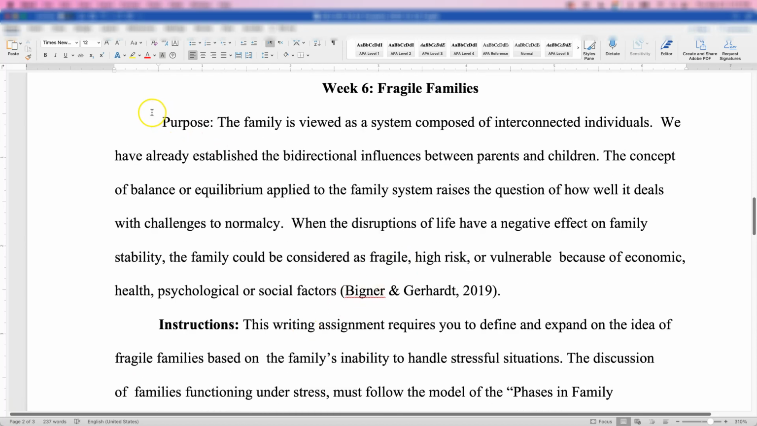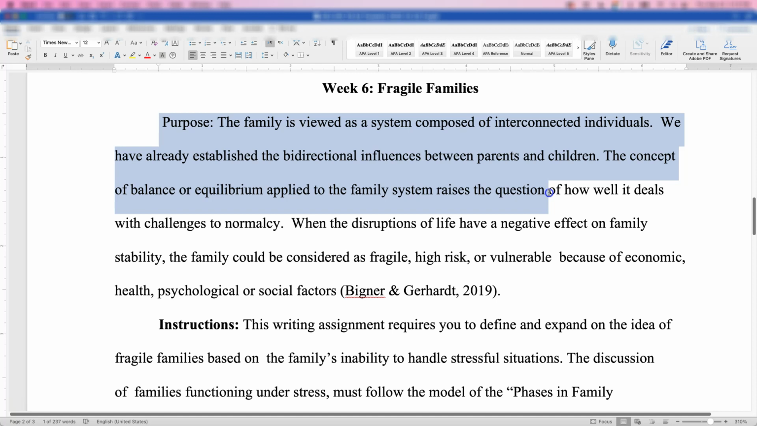Now, the purpose here is more giving us a center, a focus for what we're writing about rather than the specific things we have to do. But it's good to keep an eye on it to see what kind of suggestions you have about what to talk about or what not to talk about. If I look through this, I see, the concept of balance or equilibrium applied to family system raises the question of how well it deals with challenges to normalcy. That sounds like the kind of thing I might want to be writing about in this paper.